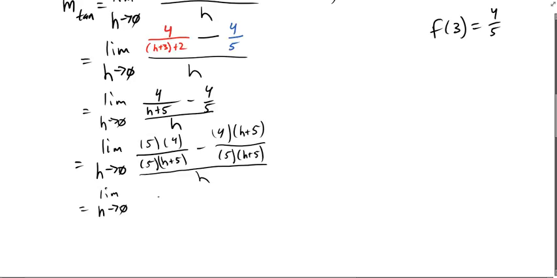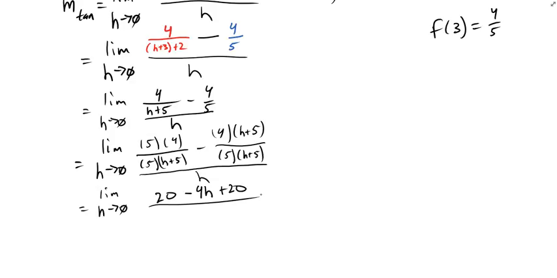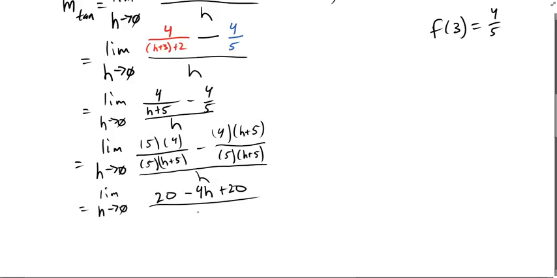Okay, so I get 20 minus 4h plus 20. So see how that worked out? The constants are still going to add to 0. Looks a little bit different, but that should still happen. Over, and I'll do this in 2 steps, h plus 5 all over h.